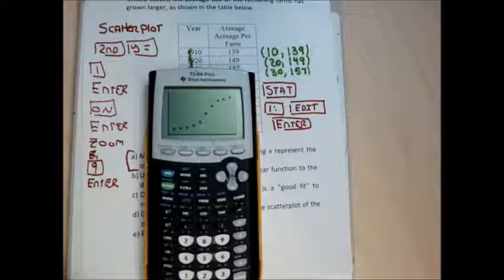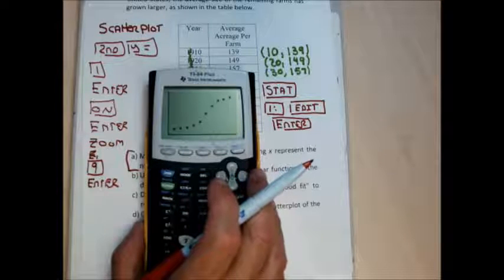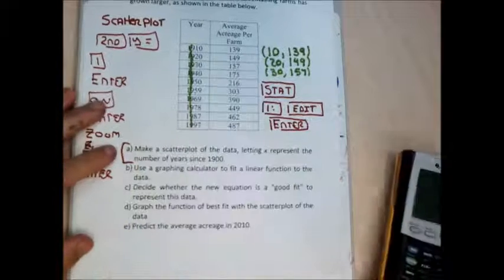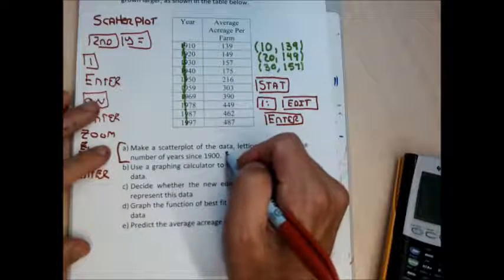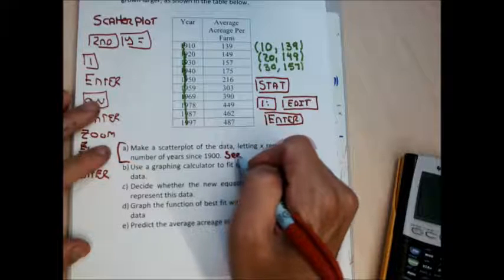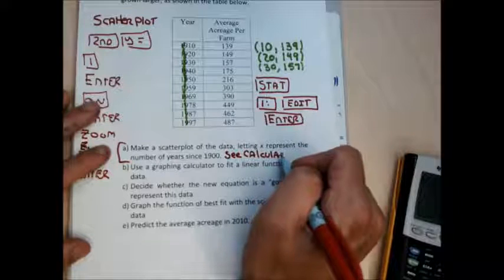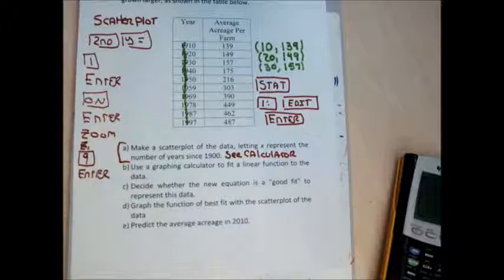And that data surprises me, but it kind of is what it is. That's the end of part A. Make a scatter plot of the data. I'm not going to do any graphing. I don't want to see any graphing in your homework. Just say, see your calculator to graph the data.